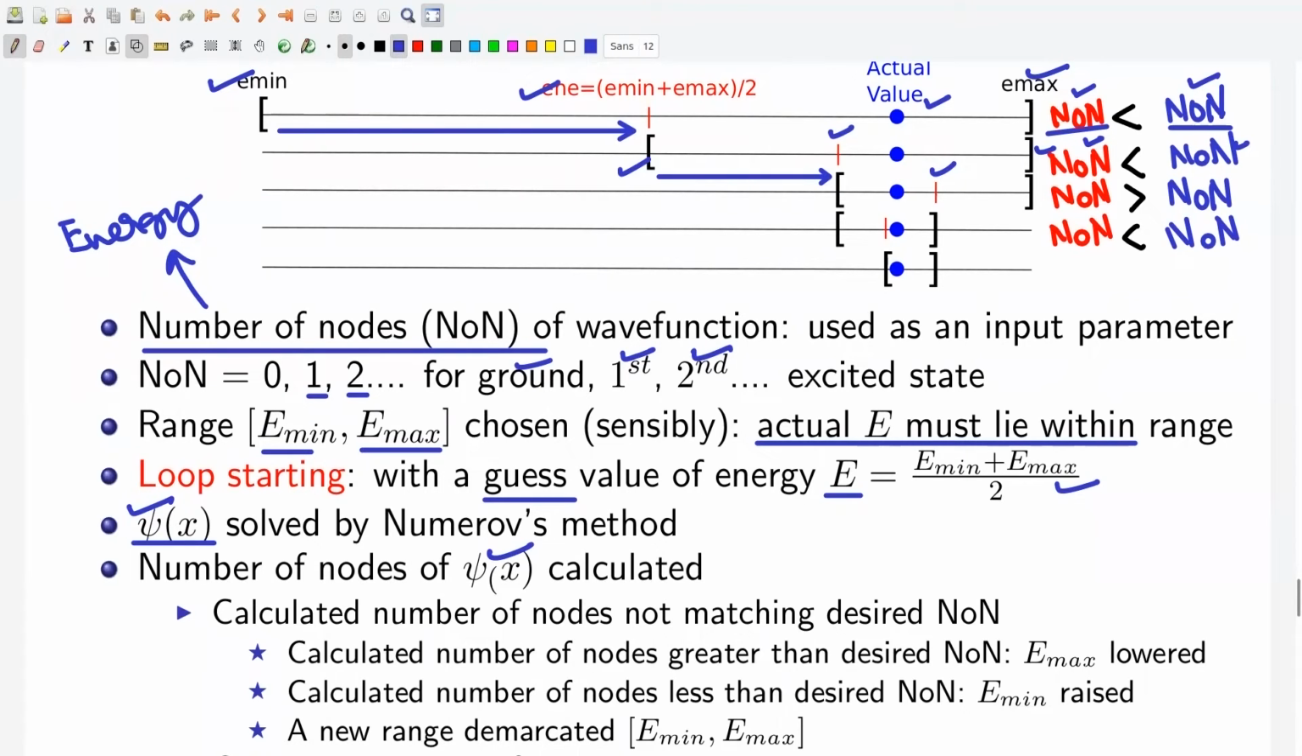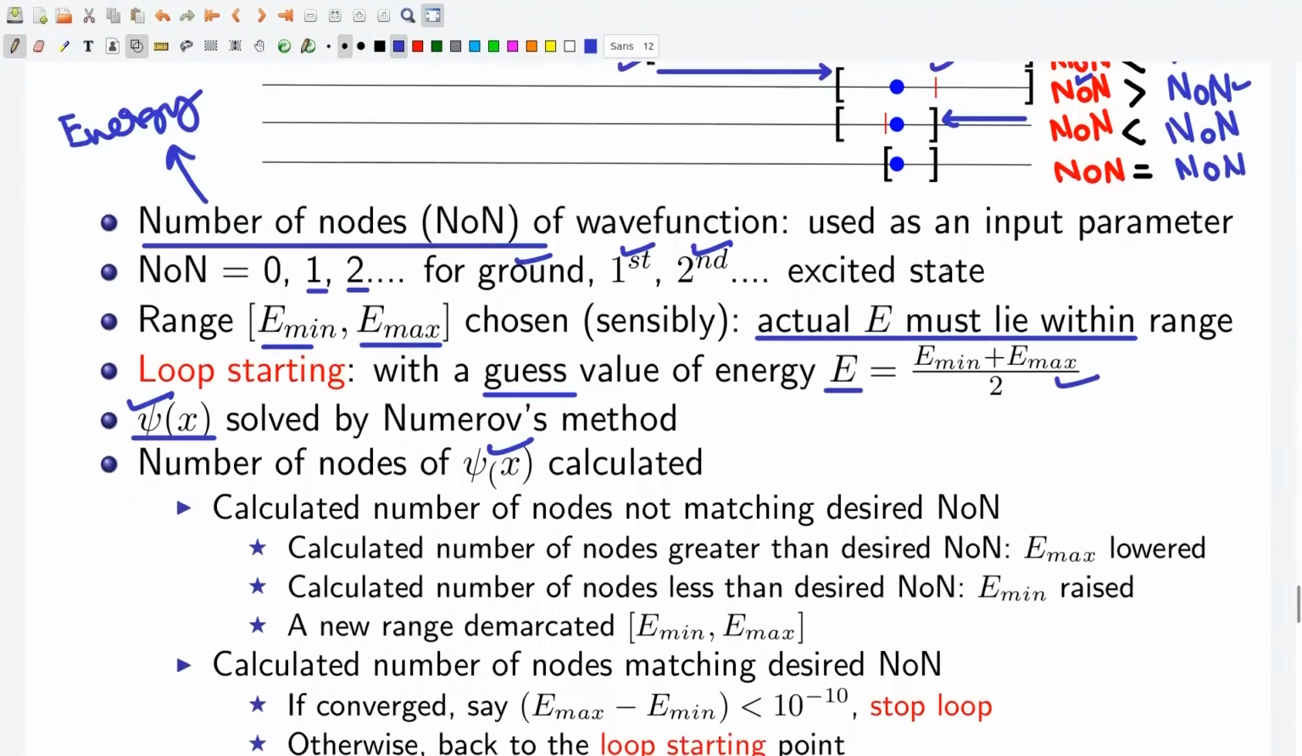So that means with this guess value of energy, the number of nodes that I get is now higher than the actual number of nodes. In that case, we have to shift the upper limit to a lower value, and so on. This will keep going until the number of nodes obtained equals the desired number of nodes. When we achieve this, at that point, we stop the loop.